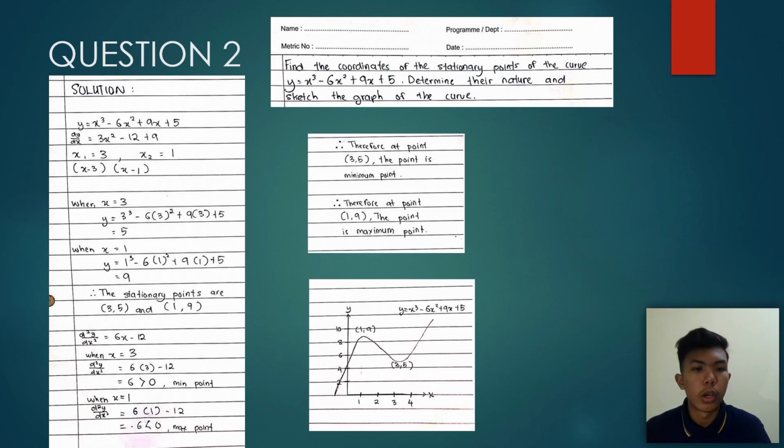When x equals 1, d squared y over dx squared equals 6 times 1 minus 12. So the answer is negative 6, smaller than 0. So this is a maximum point. Okay, therefore at point (3, 5) the point is a minimum point, and therefore at point (1, 9) the point is a maximum point.